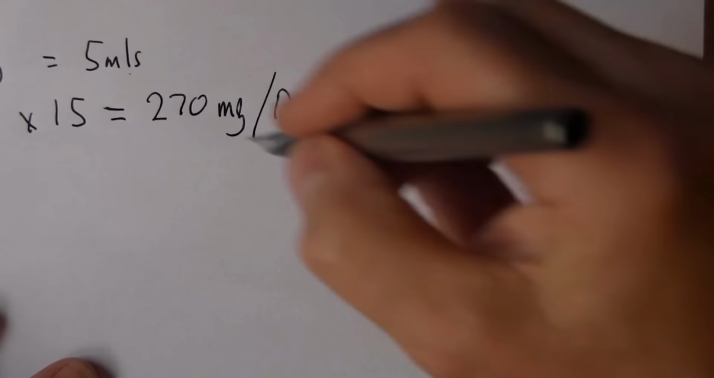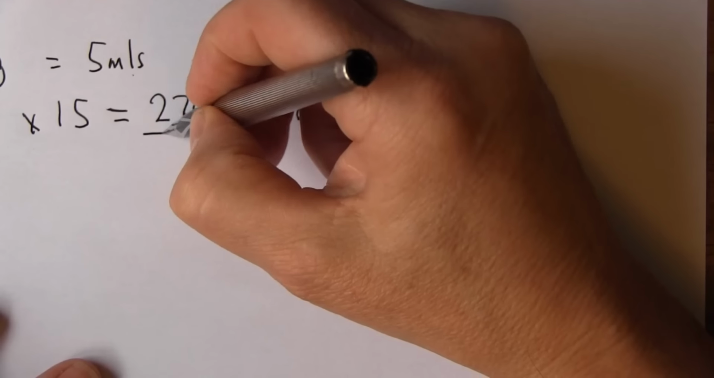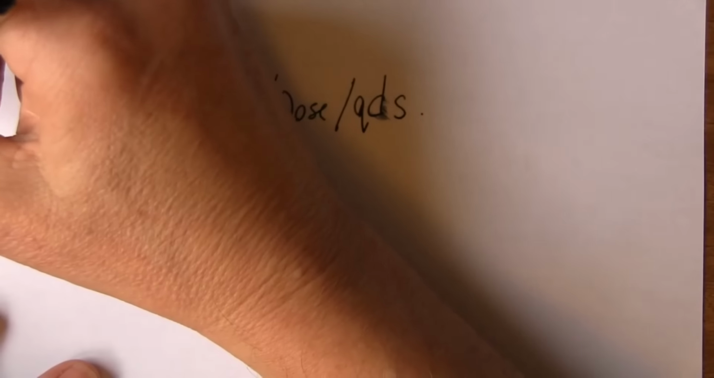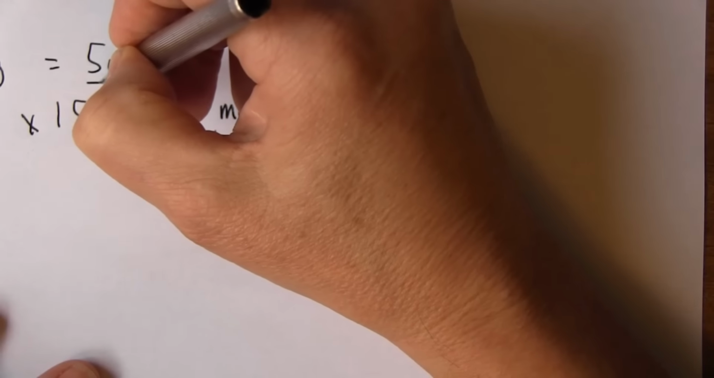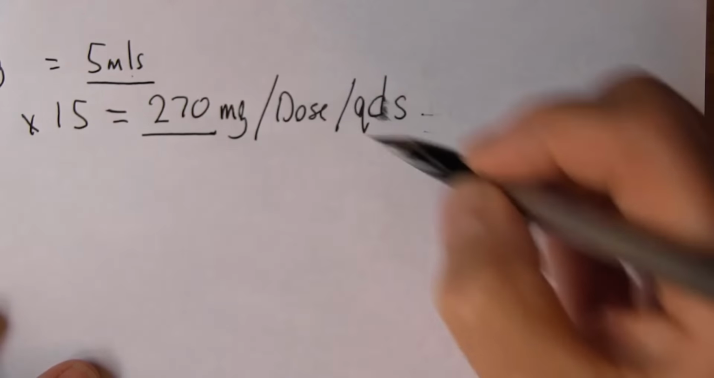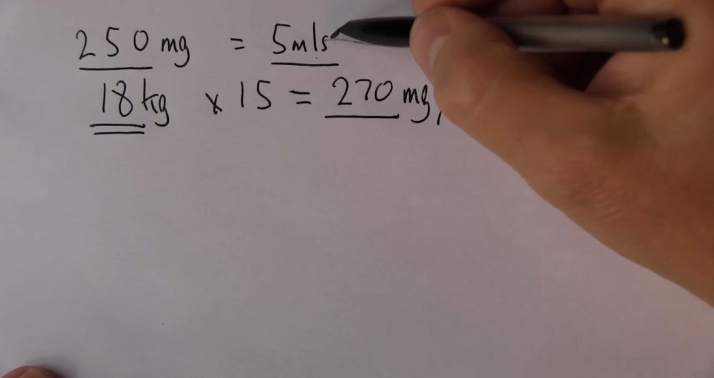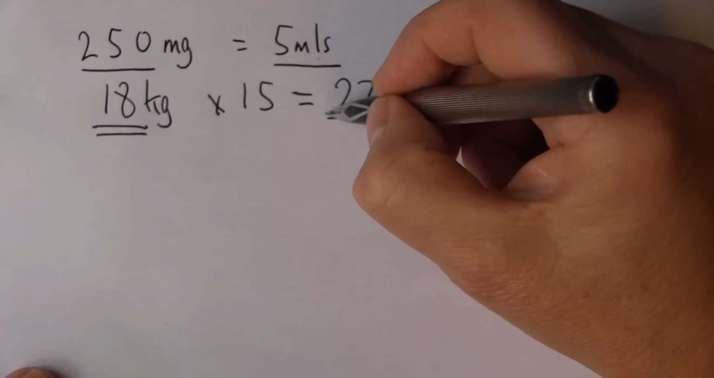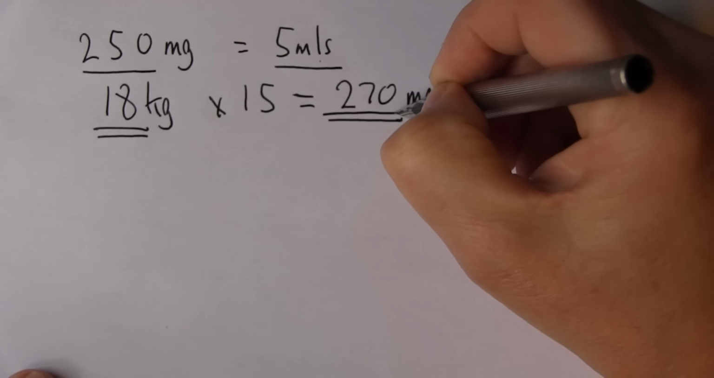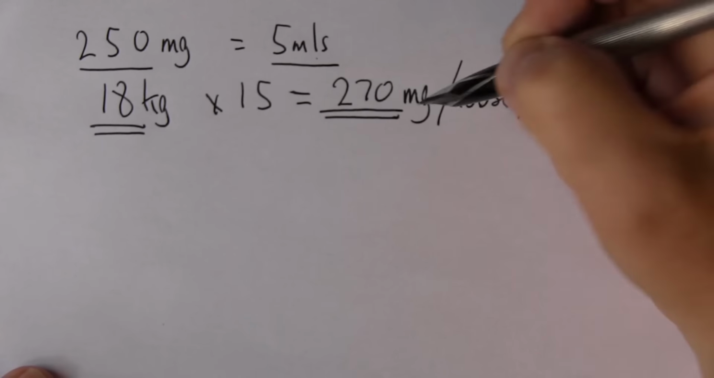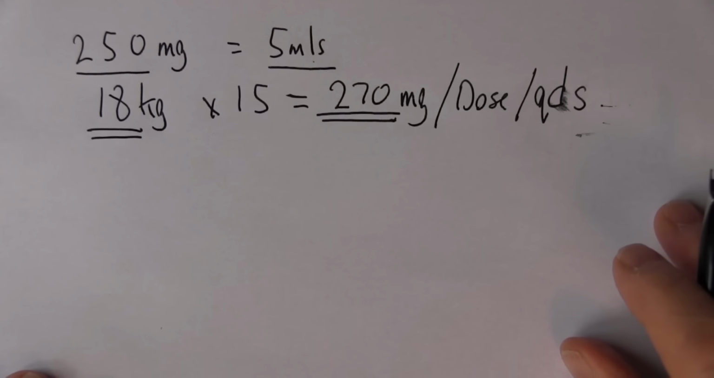So we know that's what we want to give. We want to give 270 milligrams for our dose. But the Calpol is in 250 milligrams per 5 mils. So the question is, what volume of Calpol contains 270 milligrams of the active drug, the paracetamol, that we want to give? And as usual, there's 2 ways we can do this.